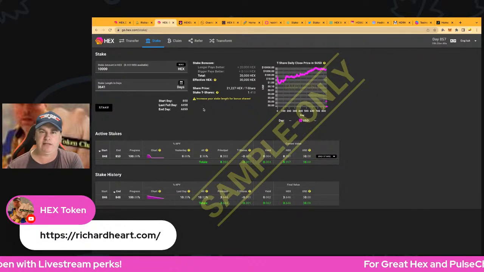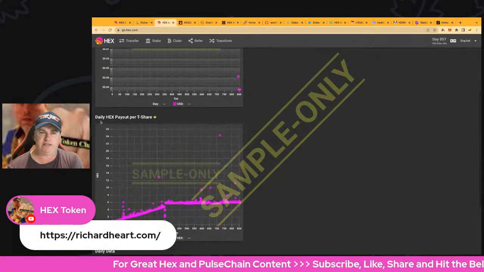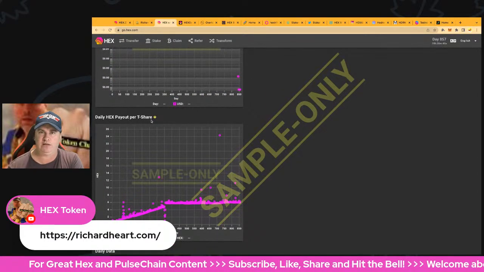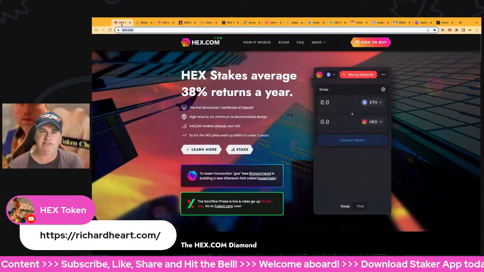And it's a pretty neat thing. You've got some cool charts as well on the Hex page there. You've got your T-share daily close price there. You've also got your daily Hex payout per T-share there as well. So that's pretty cool. All right, so we've quickly covered the introduction to Hex, Hex.com.